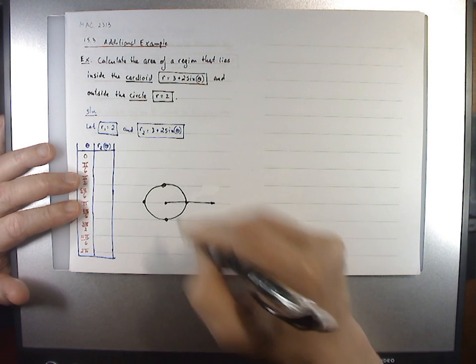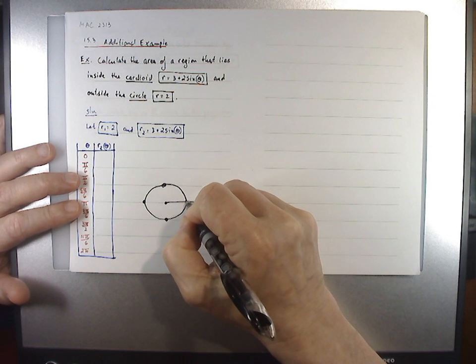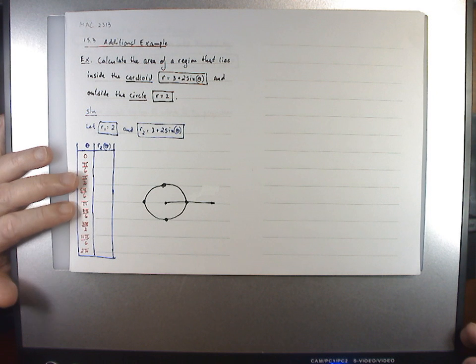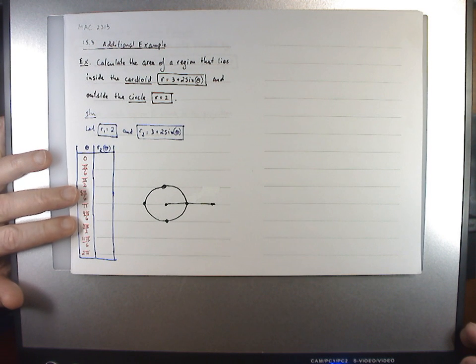So this is one additional example from section 15.3, double integrals in polar coordinates. In this example, we need to calculate the area of a region that lies inside the limaçon r equals 3 plus 2 sine theta and outside the circle r equals 2.